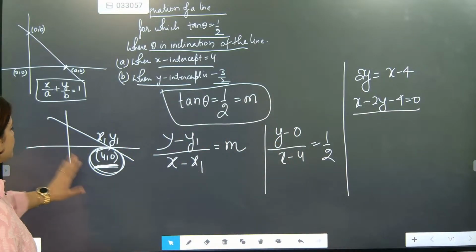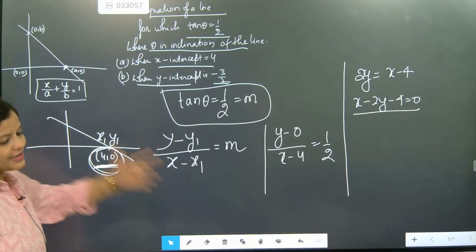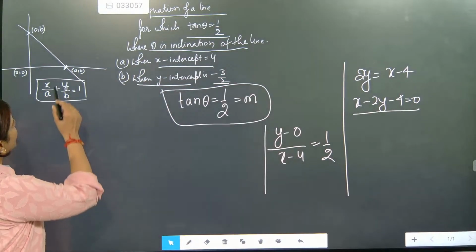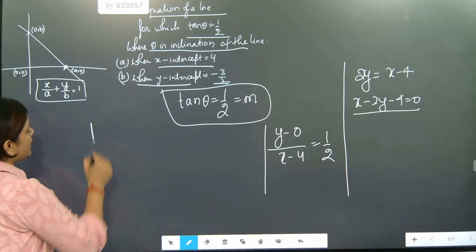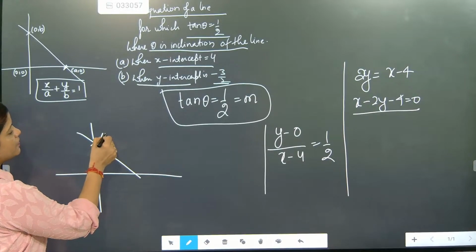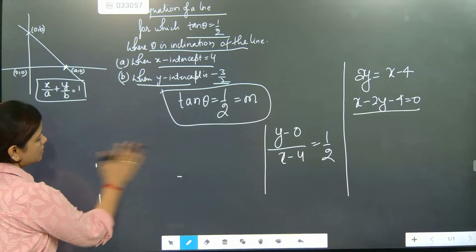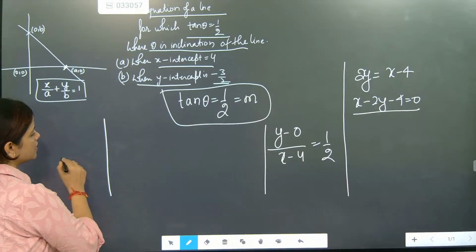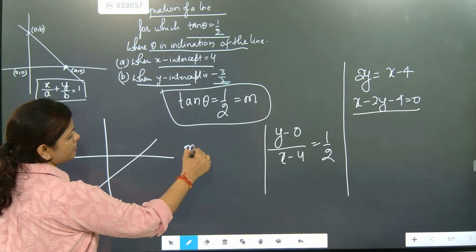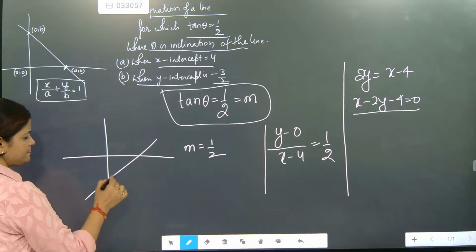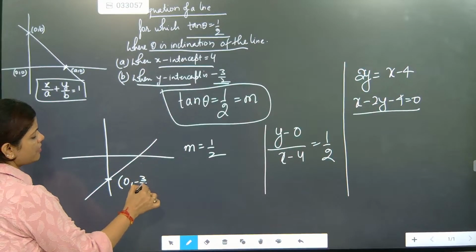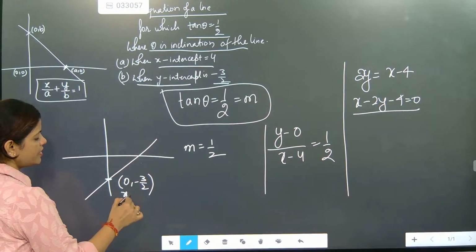Now the same slope is there. This time it is the y-intercept. Y-intercept means the line is exactly touching which axis, beta? The line is touching the y-axis, so the y-intercept is minus 3 by 2 and the x part will become 0. The line intercept is minus 3 by 2, so we will draw it like this. The slope m is given as 1 by 2. The y-intercept point is 0 comma minus 3 by 2. So this is x1 and this is y1.